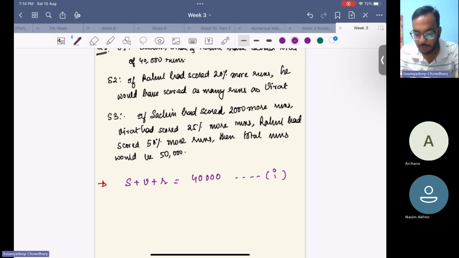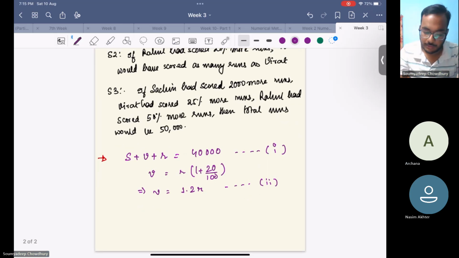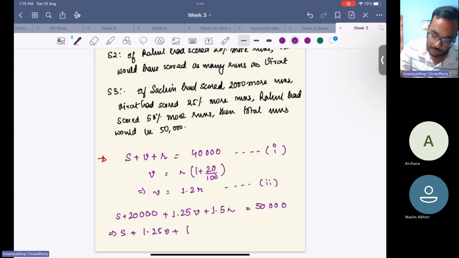This is the first equation. The second statement says if Rahul had scored 20% more runs, he would have scored as many runs as Virat. Rahul has scored R runs, so Virat's runs will be equal to R times 1 plus 20 by 100. So V equals 1.2 R. This is my second equation. The third statement says if Sachin had scored 2,000 more runs, so S plus 2,000, and Virat had scored 25% more runs, so 1.25 V, plus Rahul had scored 50% more runs, so 1.5 R, that will be equal to 50,000. If you simplify it, S plus 1.25 V plus 1.5 R equals 48,000. This is my third equation.